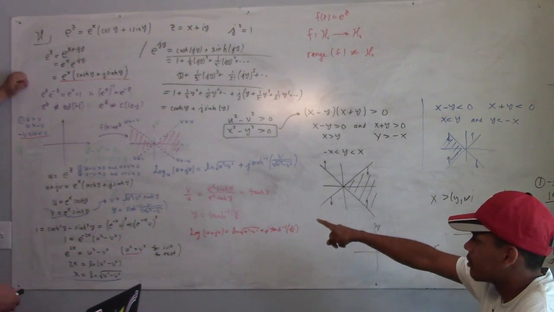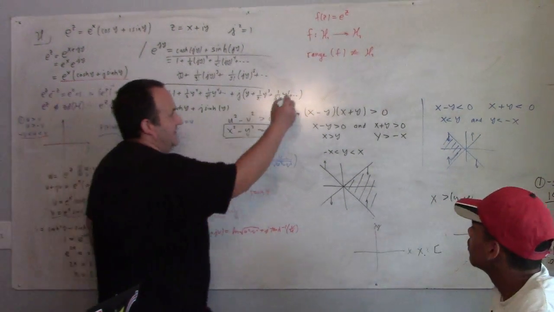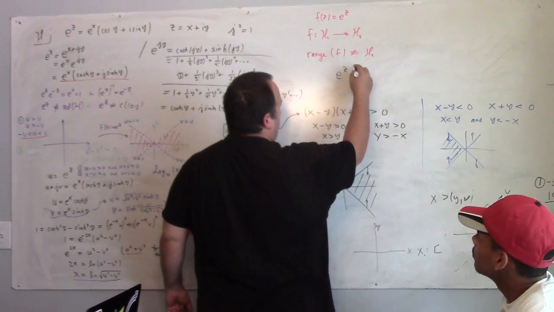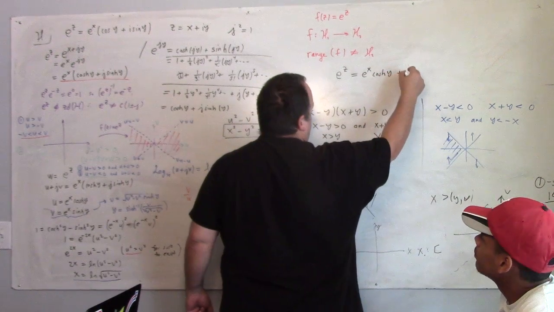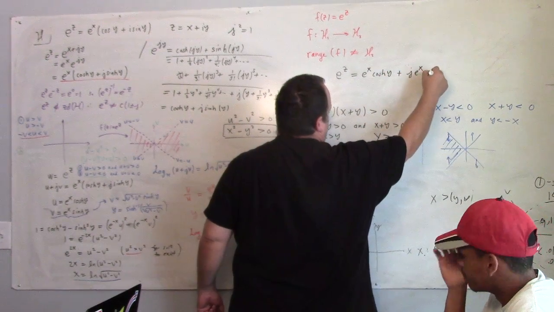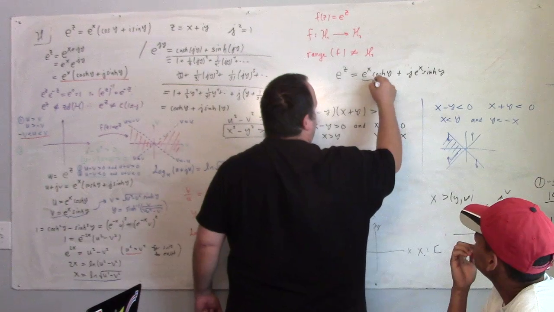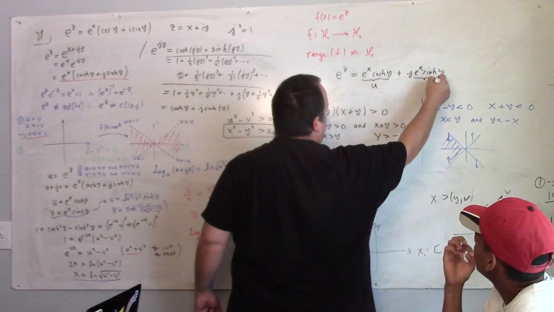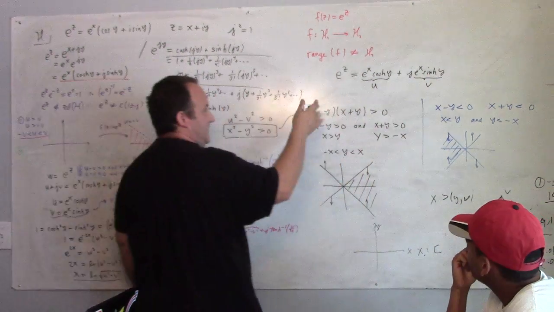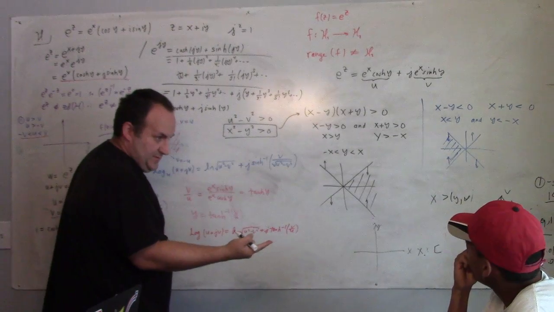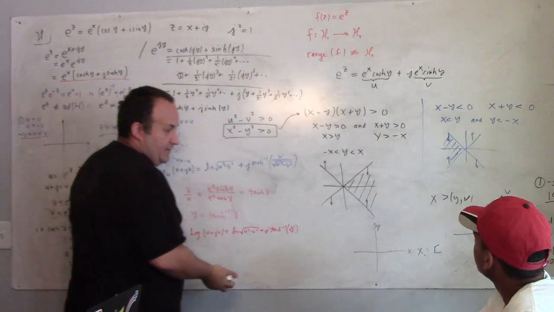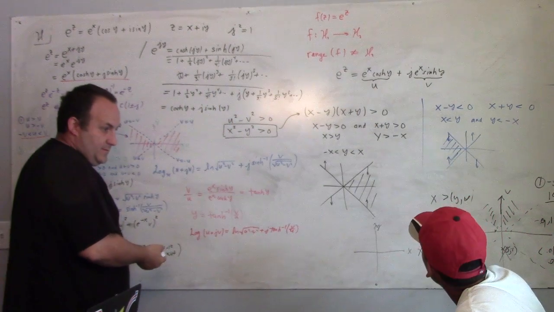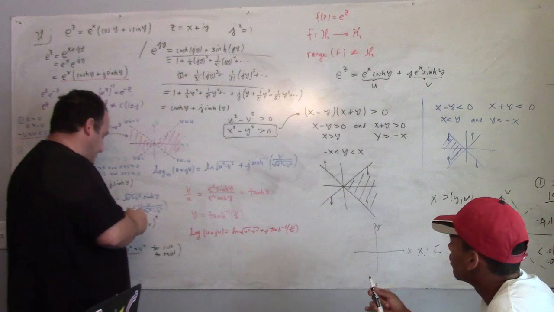Here, I'll print it out. See, e to the z, what was it? It was e to the x cosh y, plus j e to the x sinh y, right? And you're exactly right. This is the u, and this is the v. So that's really the question: what values do we attain with this formula for u and that formula for v?